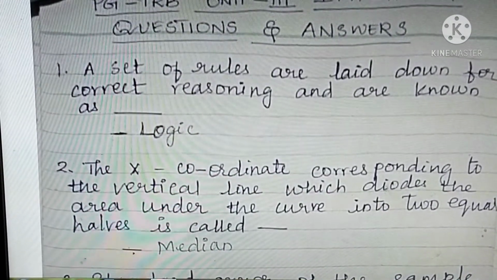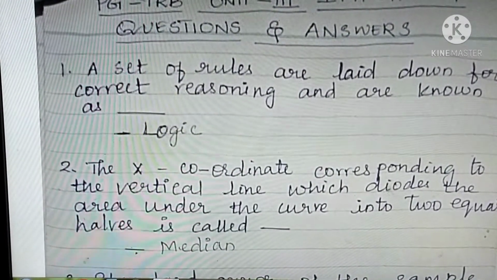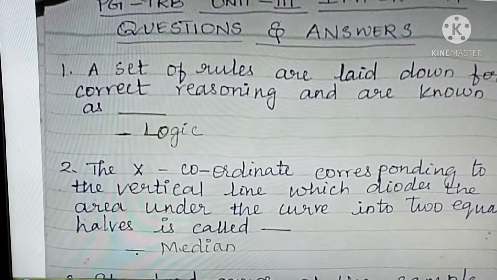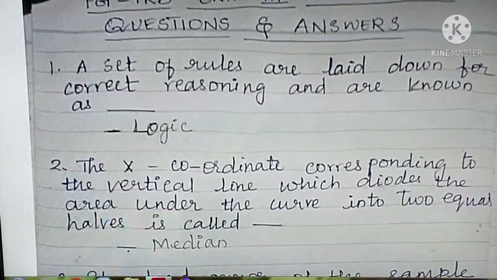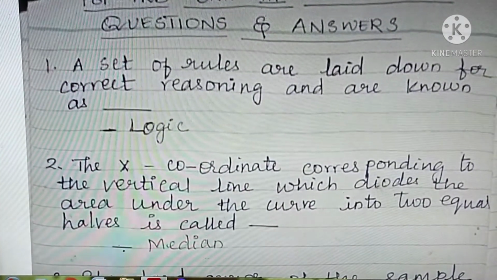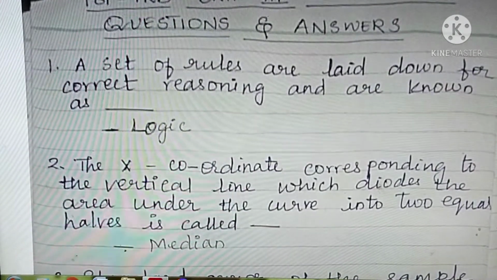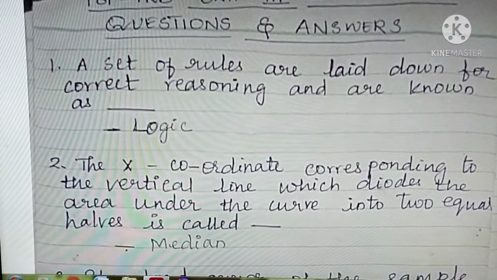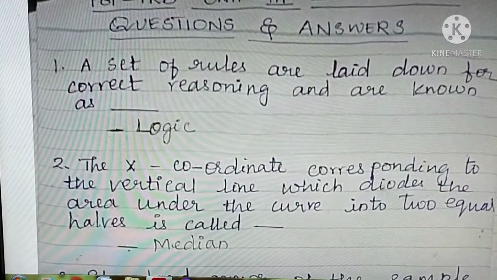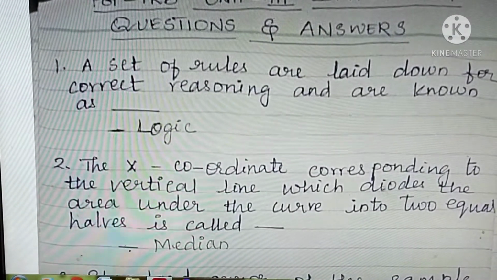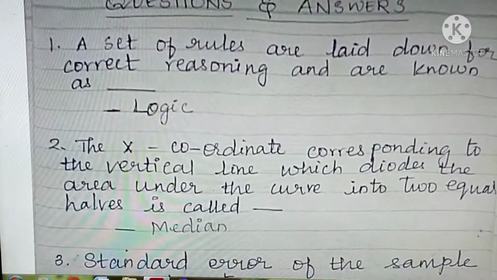A set of rules laid down for correct reasoning is known as logic. The x coordinate corresponding to the vertical line which divides the area under the curve into two equal halves is called a median.